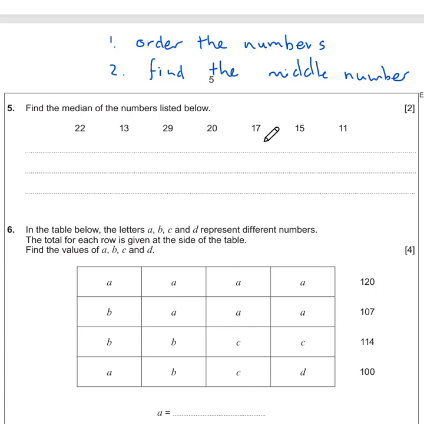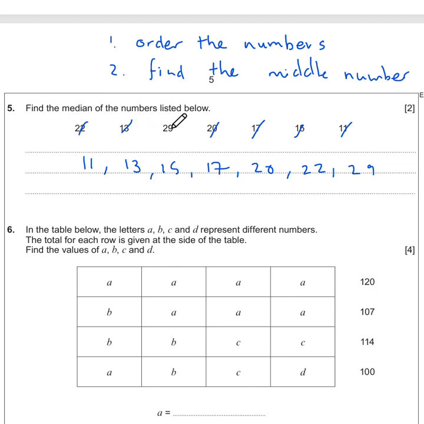Okay, so let's have a look. Which is the least number in this list? We've got 11. I think it's always useful to cross them off, stay organized. And then 13, 15, 17, 20, 22, and then 29. And even though we've been crossing them off, I'm just going to check that I've got the same amount of numbers that I started with.